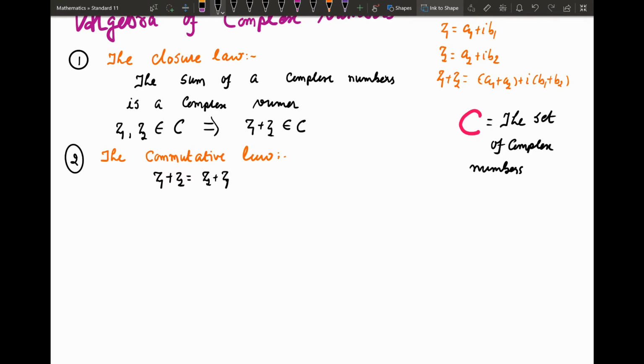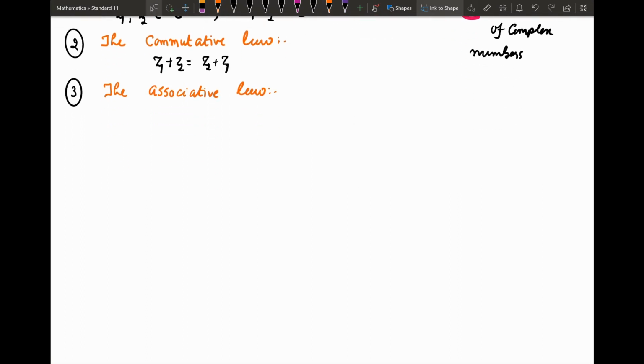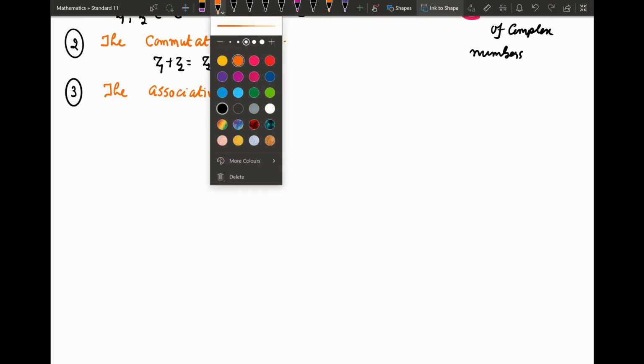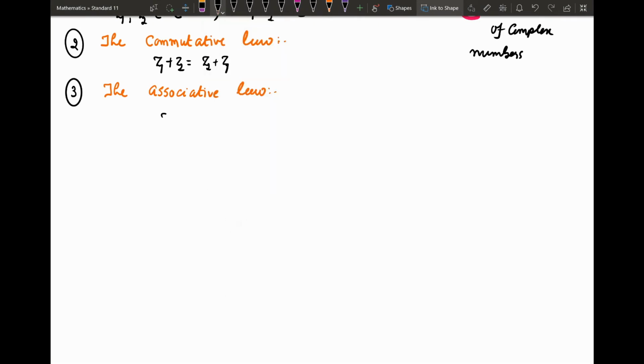Third one, associative law. According to the associative law, for addition, Z1 plus Z2 plus Z3 is the same as Z1 plus Z2 plus Z3 with the grouping changed. This is the associative law.